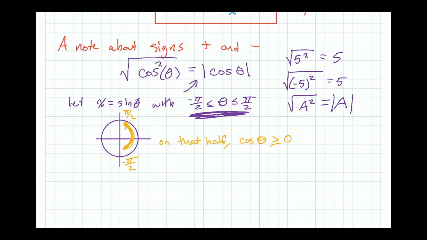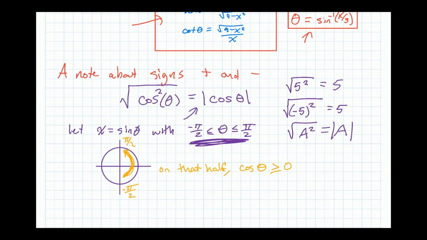So the restriction was for theta, the substitution was for sine theta, but on that half, cosine theta happened to be greater than 0. And what that means is, up here, when you have the cosine theta, we're not going to have those absolute values because it's already positive. So if it's already positive, we don't need to write them, right? Because the absolute value of a positive number is just a positive number.